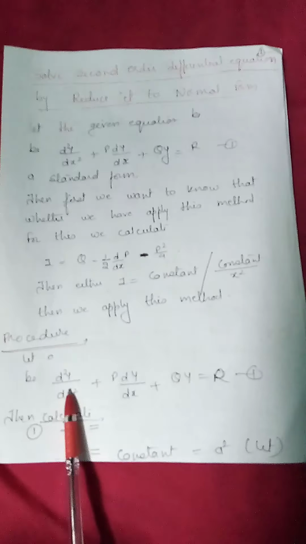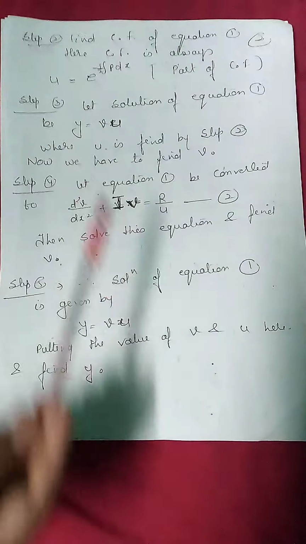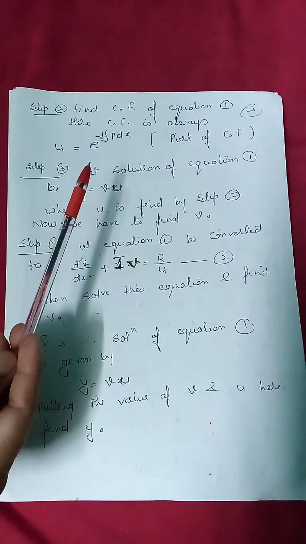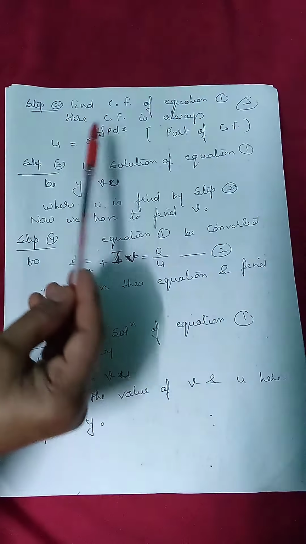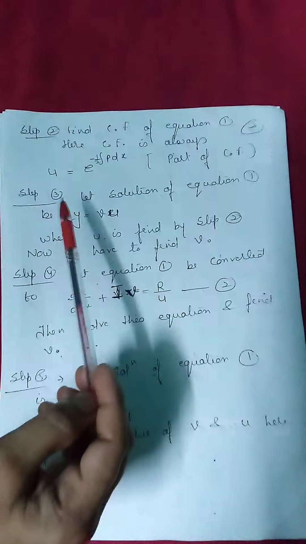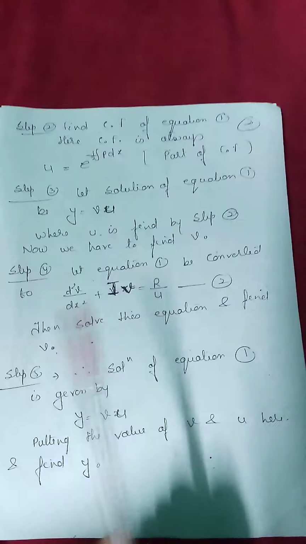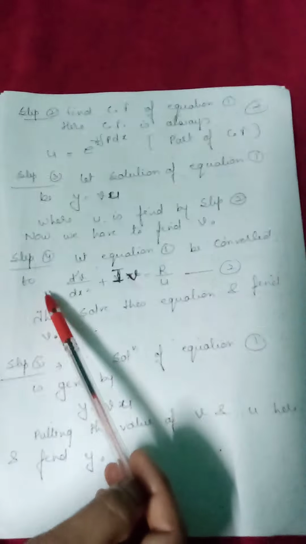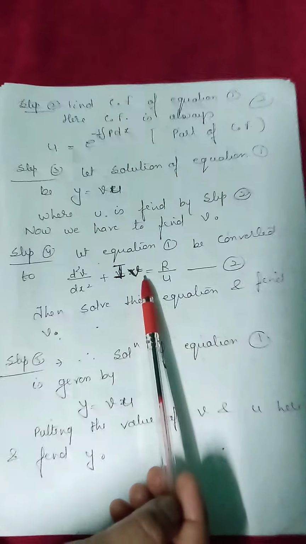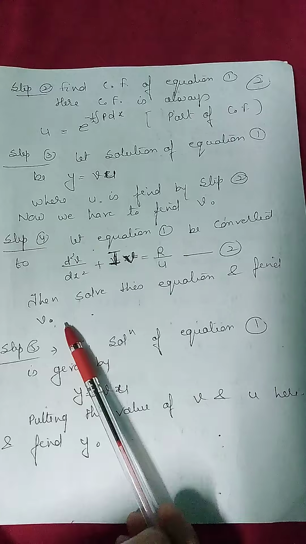Then the procedure. Let the given equation be equation 1. First calculate I, which is constant a square. Step 2, find the CF of equation 1. Here u is always equal to e raised to minus half integral over p dx. Step 3, let the solution of equation 1 be y is equal to vu, where u is found by step 2. Now equation 1 can be converted to d2v upon dx square plus iv is equal to r upon u. Then solve this equation and find the value of v.